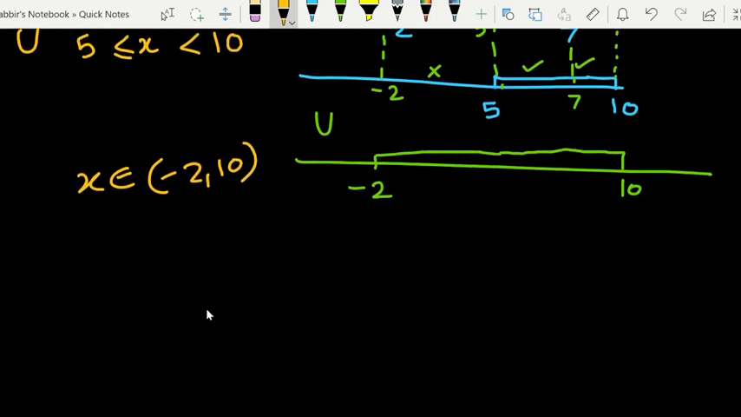Let's take another example, guys, on the union of two.